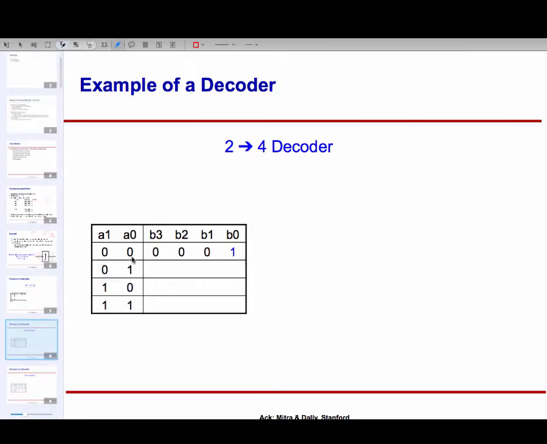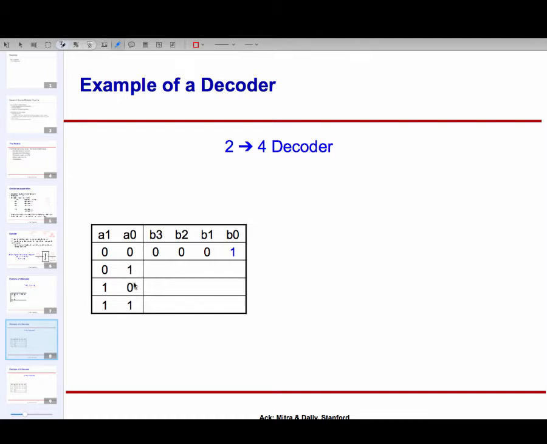So if I look at A1, A0 to be 0, 0, then B3, B2, B1 would be 0, and B0 would be 1. Stands to reason because we just discussed that if the input represents the number i, then the ith signal on the output is going to be high, and the rest are going to be 0. With 0, 1, what do you think will be the output?